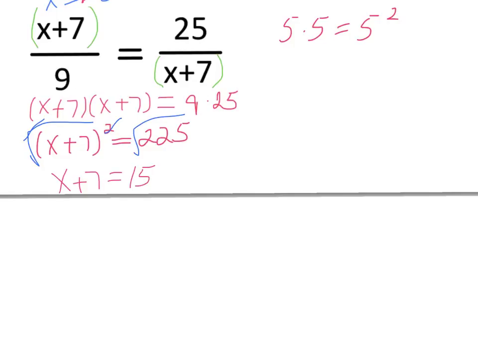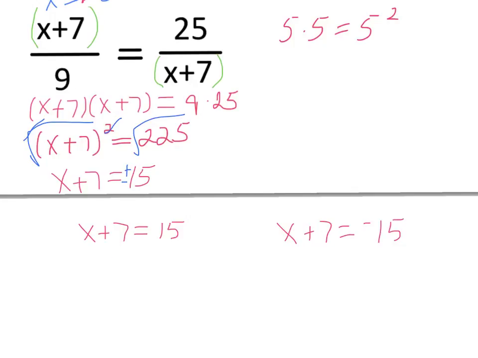Well, at this point, it's not just 15, right? We did that earlier on the previous problem. It was plus or minus 2. In this problem, it's also plus or minus 15. And what we must do now is write two different equations out. So here we have x plus 7 equals positive 15, and x plus 7 equals the negative 15.